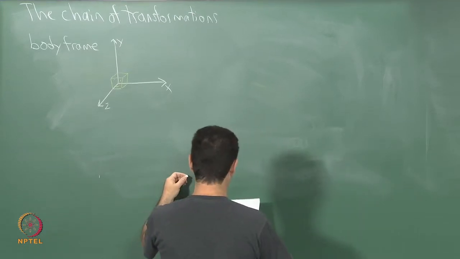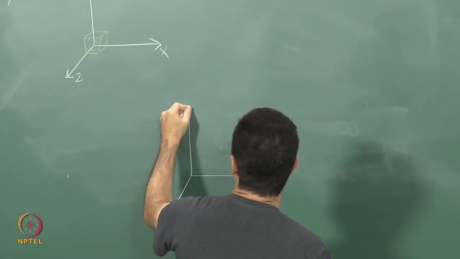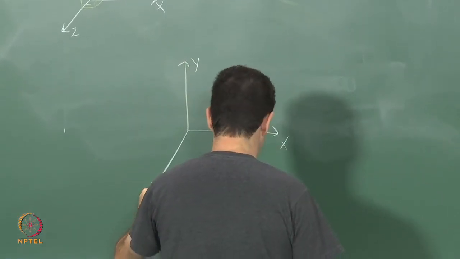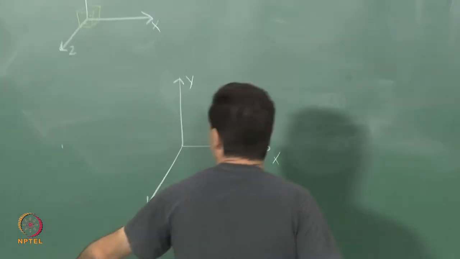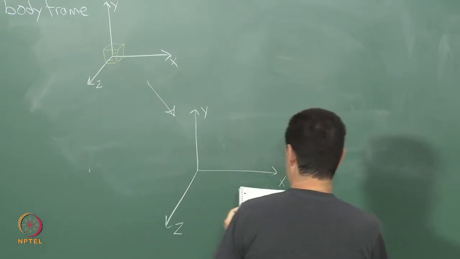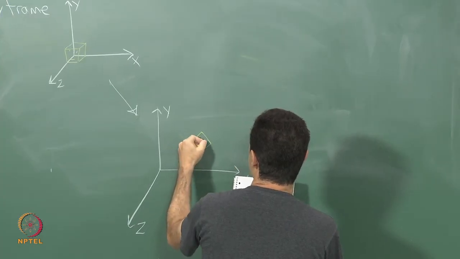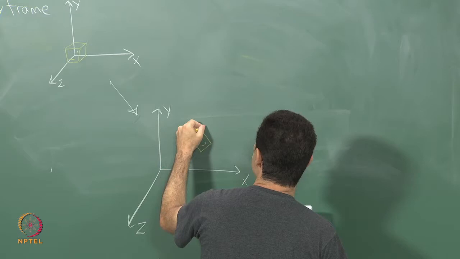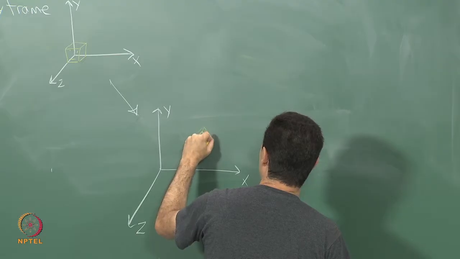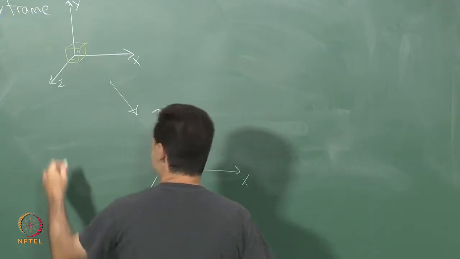I'll draw another frame here. Somehow, through the transformation, this object, in this case this cube face, gets moved somewhere in the world. Not going to get the geometry perfect here. Of course, this is just an illustration. So this is the world frame.